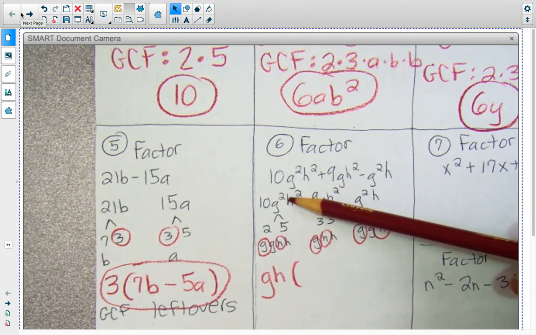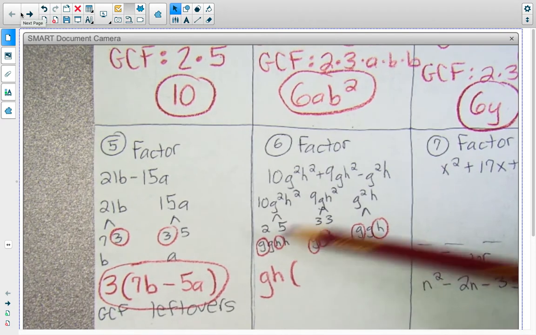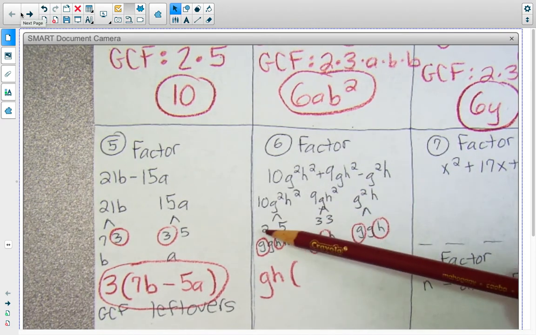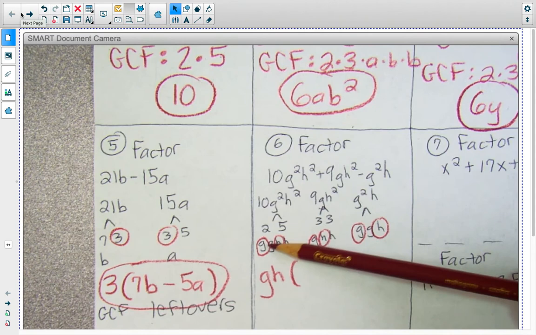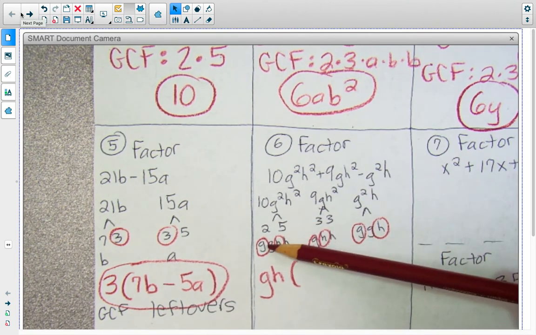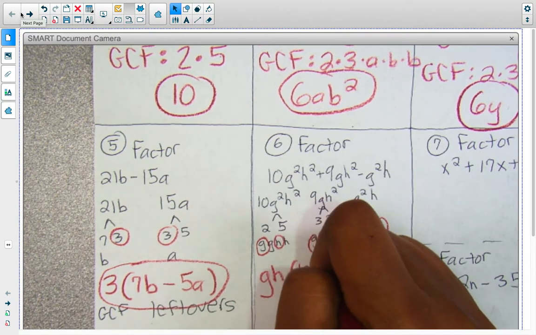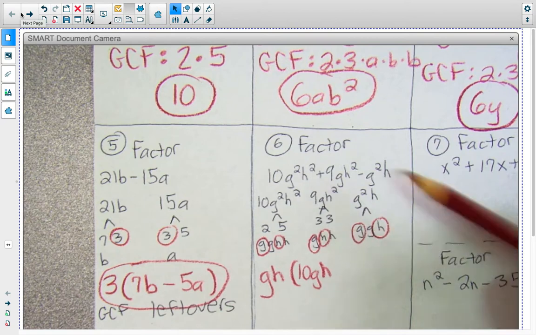So if I just look at this first factor tree, if I take away the G and the H, what's left over? Well, there's a 2, a 5, a G, and an H. So we're going to multiply that. 2 times 5 times G times H is 10GH. Bring down the plus sign that the problem gave us.